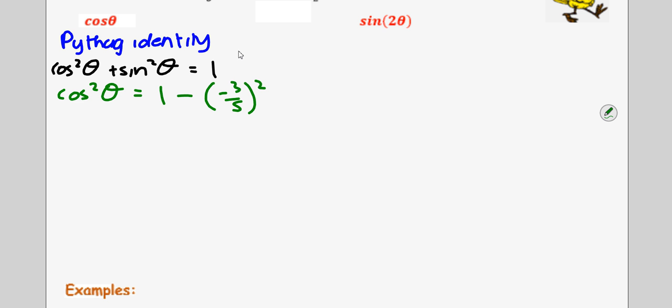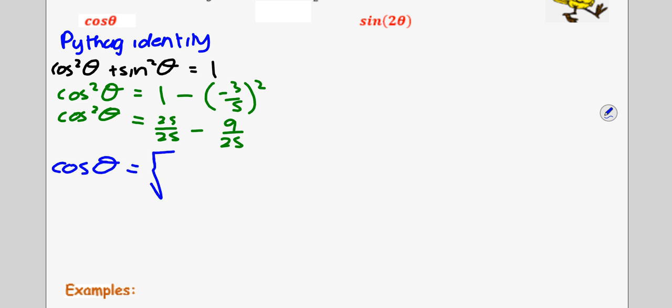Cool, and then we start to work it out. What's negative 3/5 squared? It's subtract bracket 9 over 25. Exactly, because that thing becomes a positive, and then it's minus that answer. Minus 9 over 25. So 25 over 25. Cos theta therefore will be the square root of that answer. What is 25 over 25 minus 9 over 25? 16 over 25.